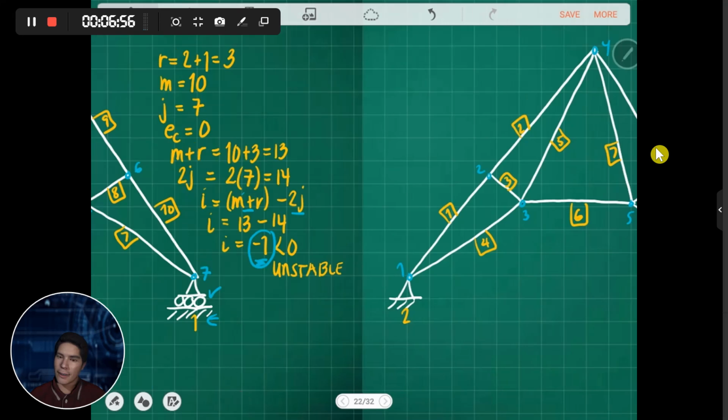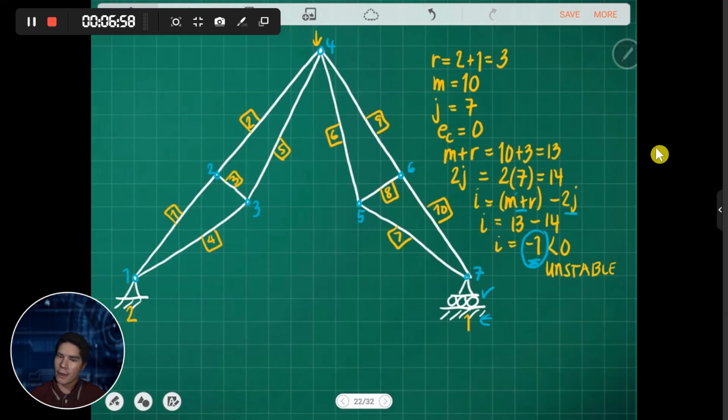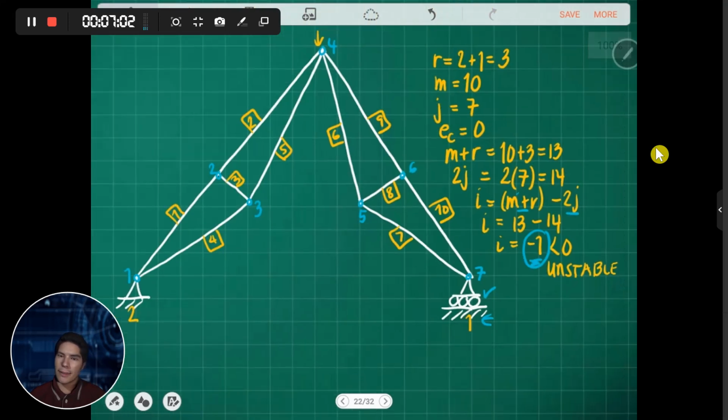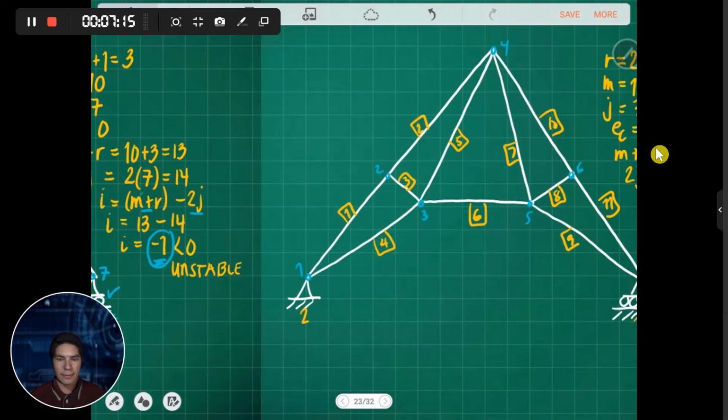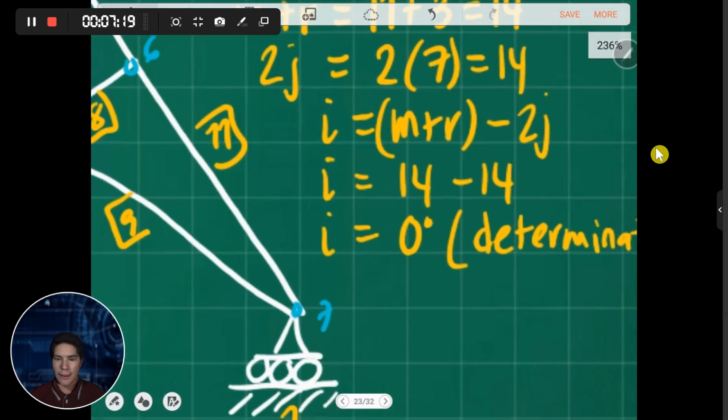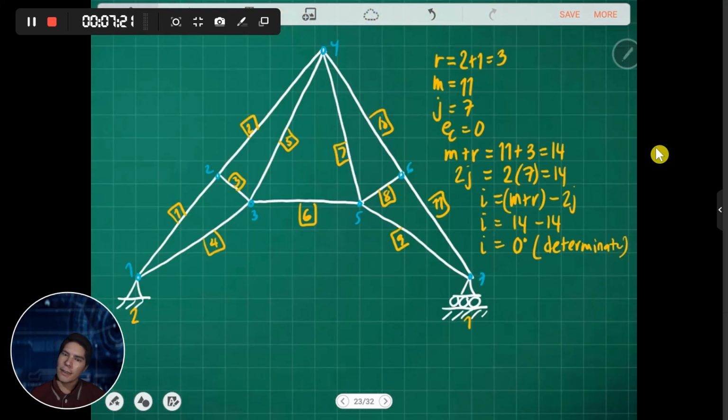So that is what I said earlier, that the degree of indeterminacy also tells us that we lack reactions or members, the number of reactions or members. And it also tells us the number of redundant forces. So in this case, we have 0, so there are no more redundant forces.